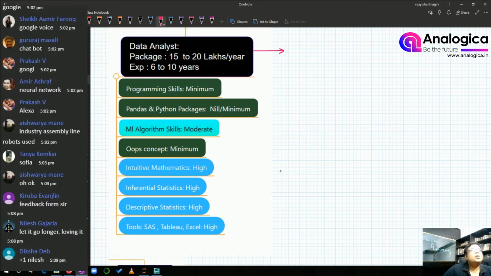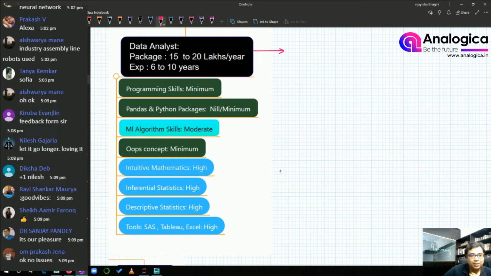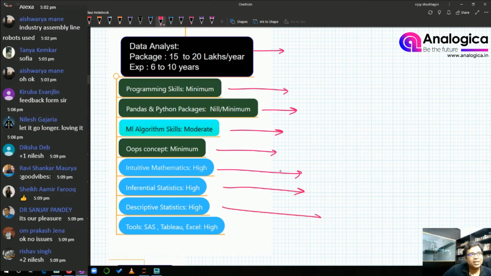Okay. All right. So data analyst, you don't want to program, you just go with some tools. So let's see what skills are required. Of course, see this, the package is still not less. Just because you're not programming doesn't mean that you're going to get paid less, right? Because you still are looking at something that's 15 to 20 lakhs per annum. Although programming knowledge required is next to nil or minimum, pandas and Python packages, you don't even need to hear about it. ML algorithms moderate, even low, I would say. OOPS concepts minimum, but intuitive math high. Inferential statistics high. Descriptive statistics high. Tools like SAS, Tableau, Excel, all of this should be high, right?